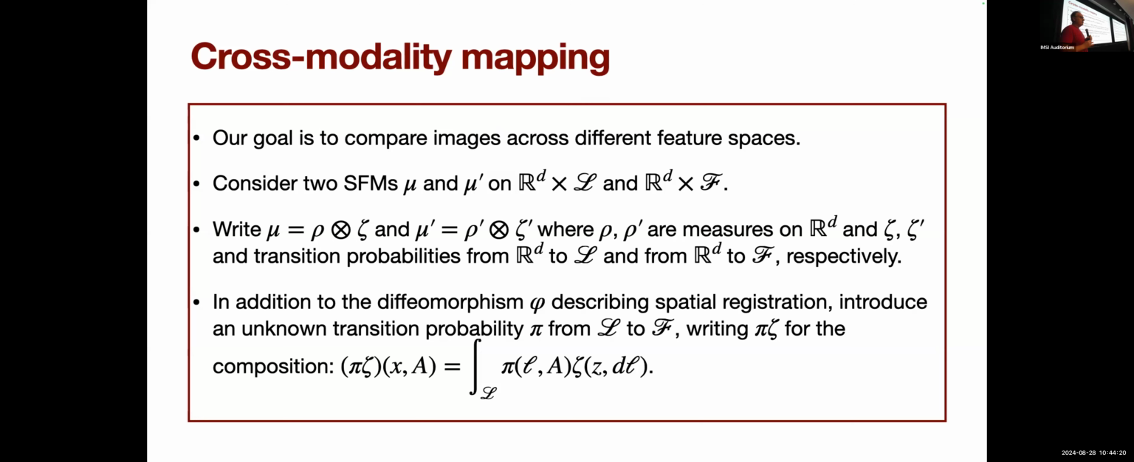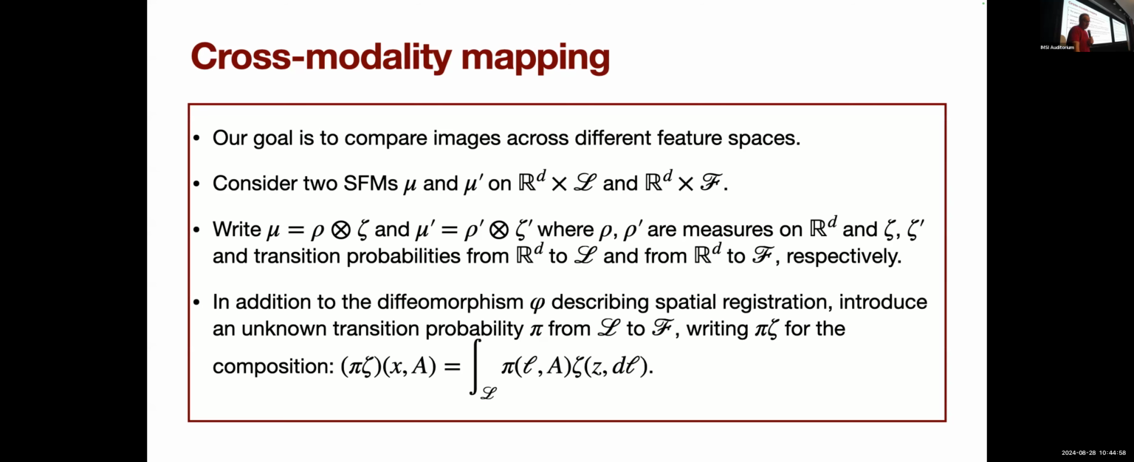And the good news is that when you're using measures, there is a very simple way to pass from one measure to the other, which is using transition probability. So the measures that we're using are measures on space times feature space. Space is space, and features here, when you do cross modality, are different from one image to another. So you just need to find some good transition probability going from one feature space to another. And this is what we try to estimate here.